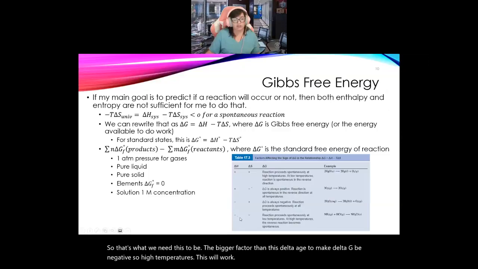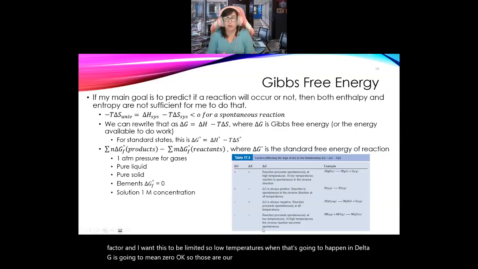If, on the other hand, delta H is negative and delta S is negative, so it's exothermic, but my entropy is going down, the reaction proceeds spontaneously at low temperatures. So now I want my delta H to be the bigger factor, and I want this to be limited. So at low temperatures that's going to happen, and delta G is going to be less than 0. Okay, so those are our conditions.